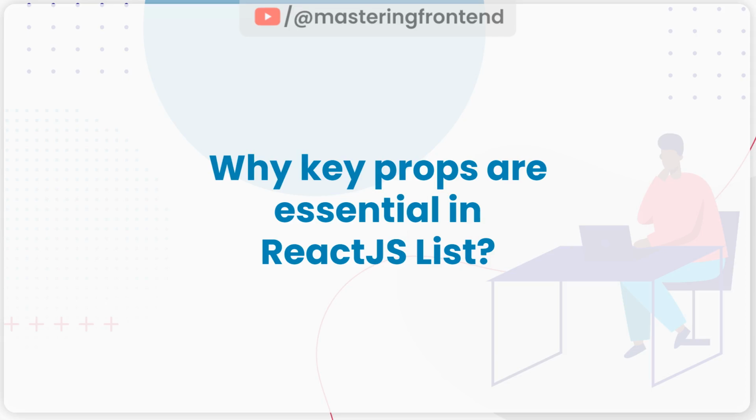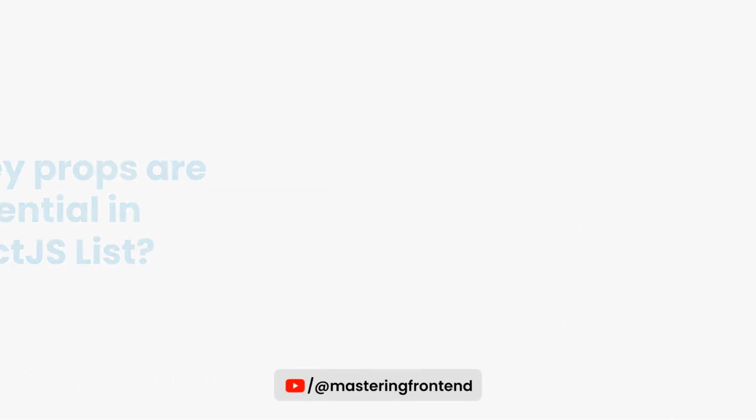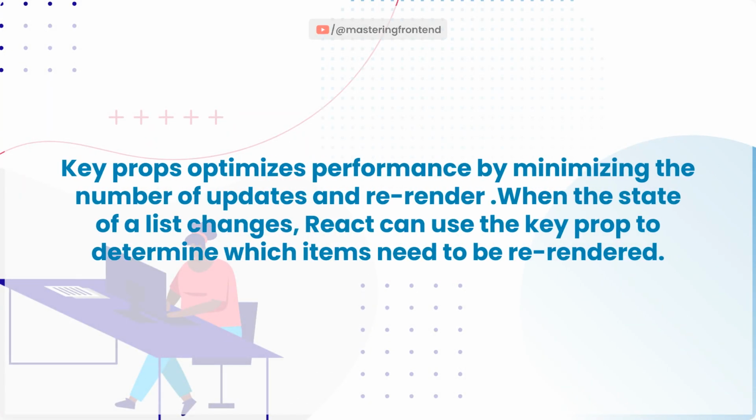In this video we will talk about why key props are essential in ReactJS lists. Key props optimize performance by minimizing the number of updates and re-renders. When the state of a list changes, React can use the key prop to determine which items need to be re-rendered.